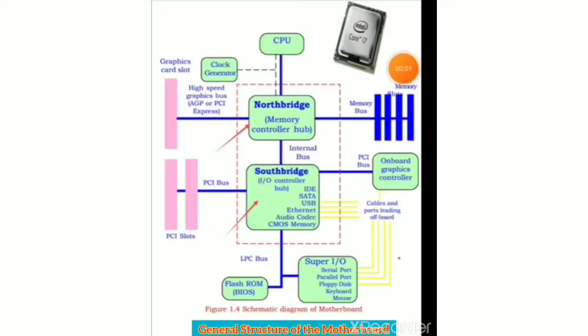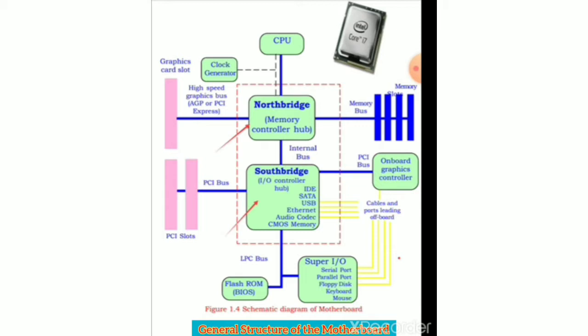So dear students, this is the general schematic diagram of the motherboard, or you can say the structure of the motherboard. Your motherboard mainly contains two bridges, the north bridge and the south bridge. You can see the arrow mark, the north bridge and the south bridge. The chips are connected in these two chipsets mainly.